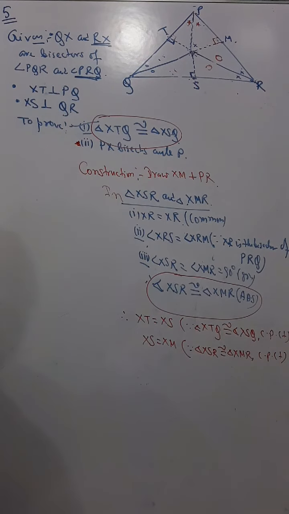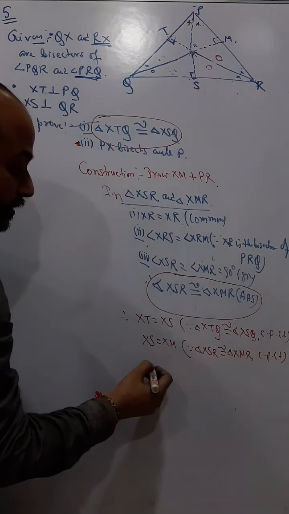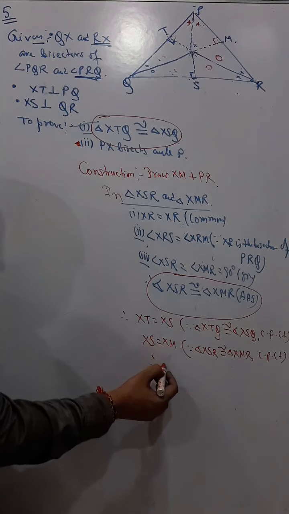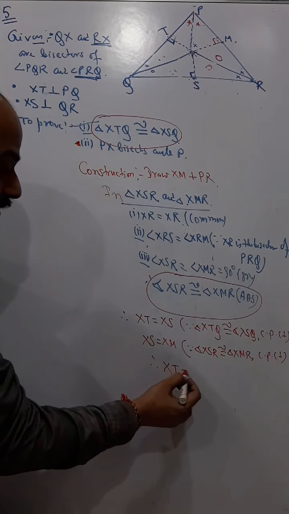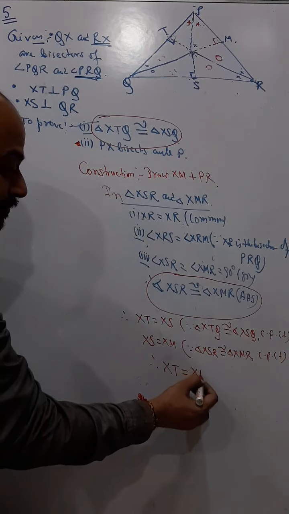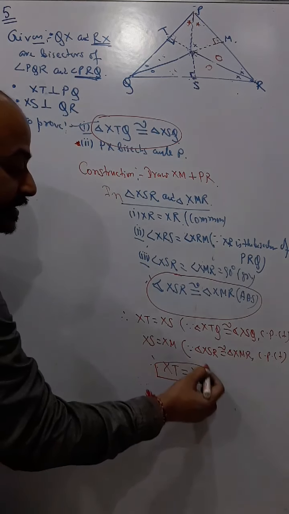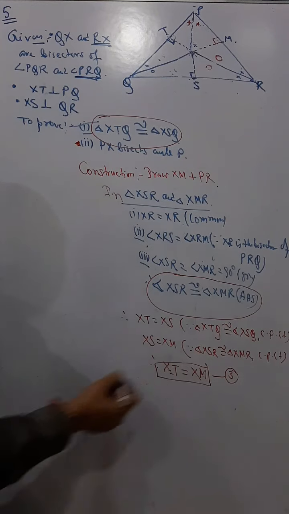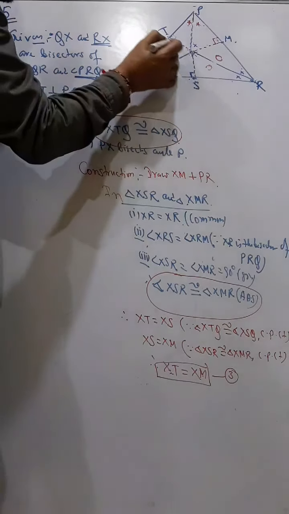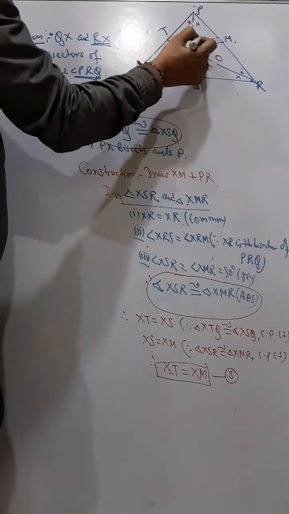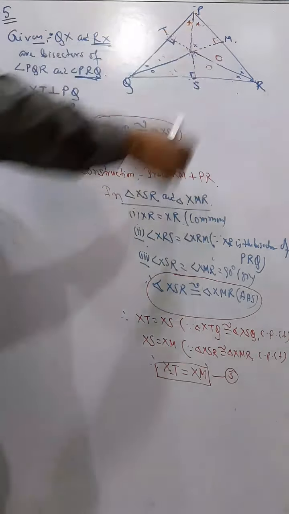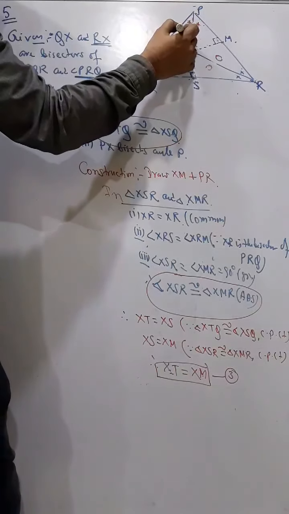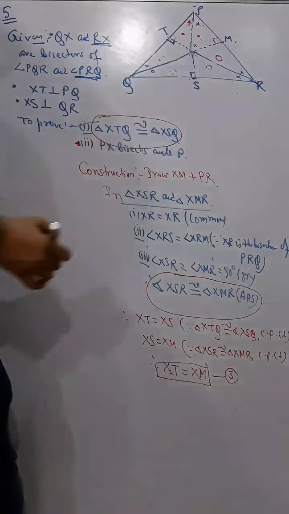Okay, now simply we can say that XT equals XS and XS is equal to XM. Therefore, is it not XT equals XM? So now you can understand what we got. We got XT equals XM, and this was our third point, what we were searching for. Now you can easily prove this triangle and this triangle congruent.